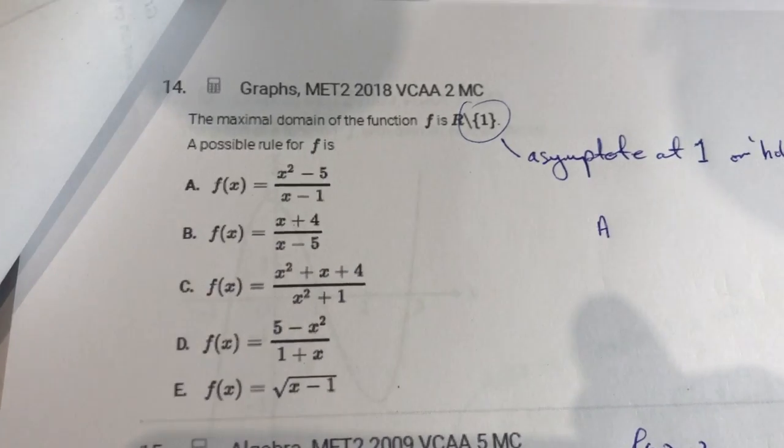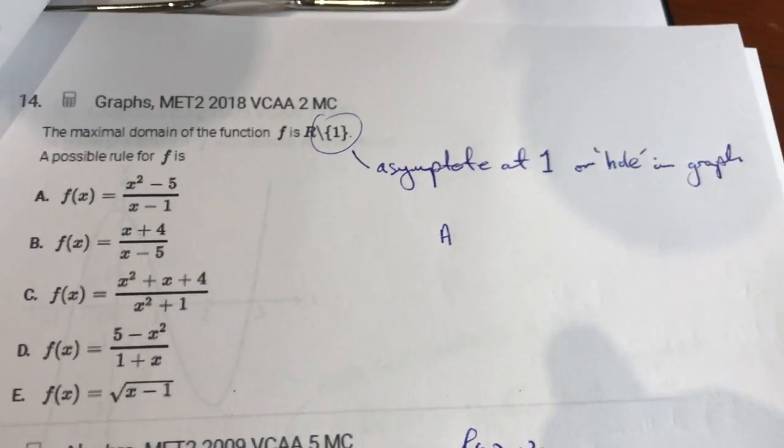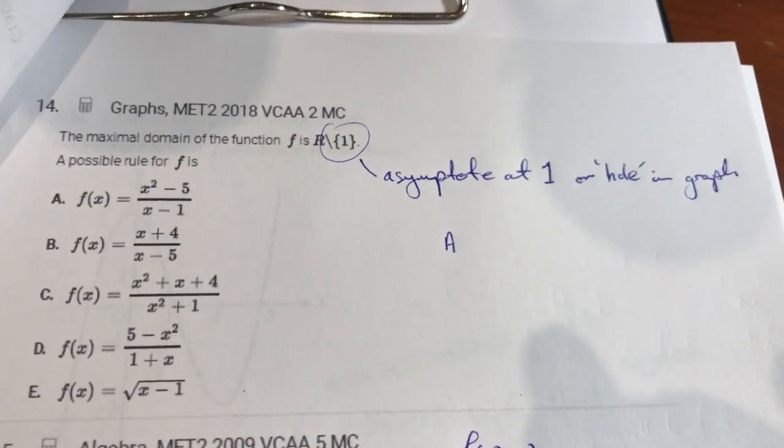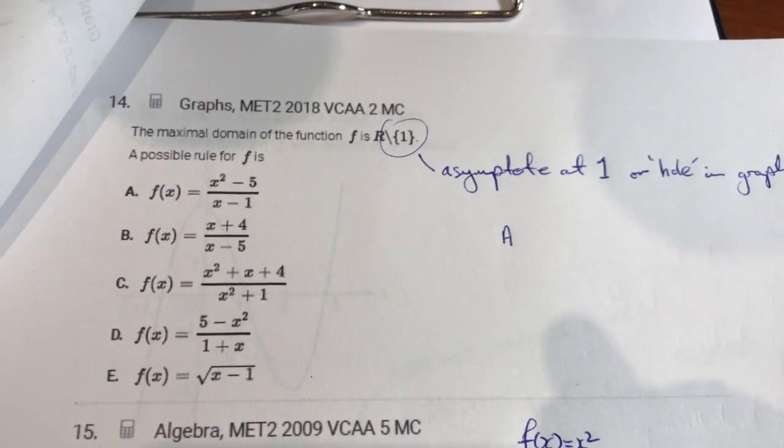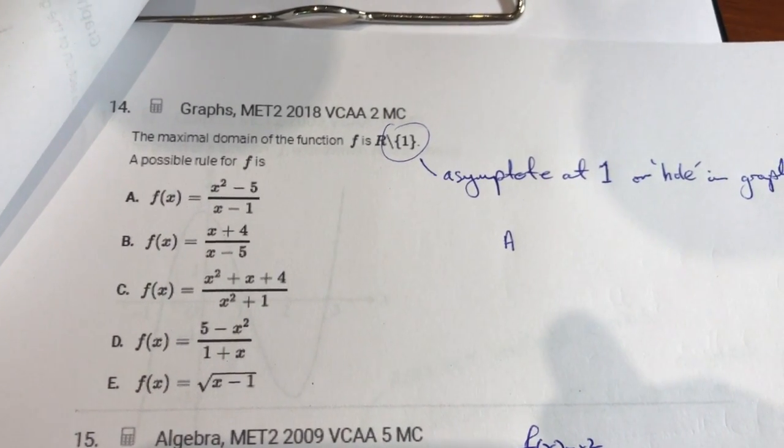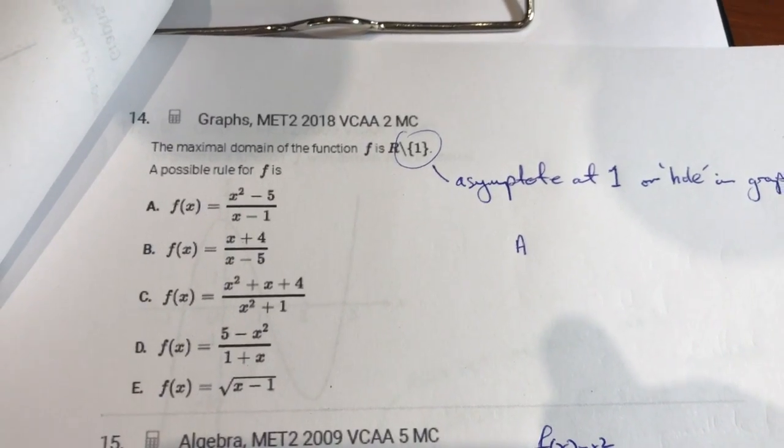Right, this next function, we've got either a hole or an asymptote at x equals 1. Straight away you can see that that's the first one, A. Don't really have to take it any further than that.